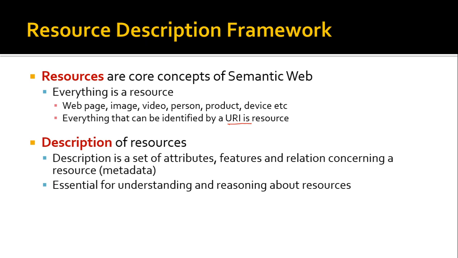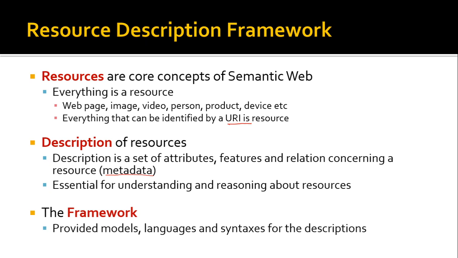on the semantic web. The second thing is that we are describing the resources with a set of attributes or relations, and this set of relations or attributes, along with their values for a particular entity, is called the metadata of that particular resource, right? So we describe the resource with the help of a set of relations, and that description is called the metadata of the document, right? And of course, you know that this is pretty much required in order to understand or reason about the resources. And we need to talk about different models, languages, or syntax.